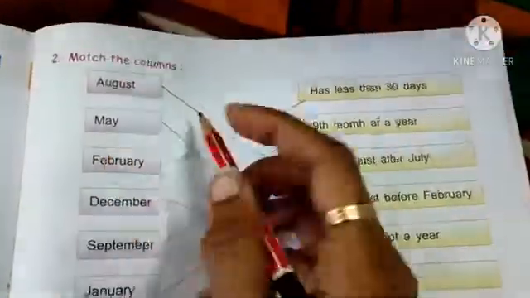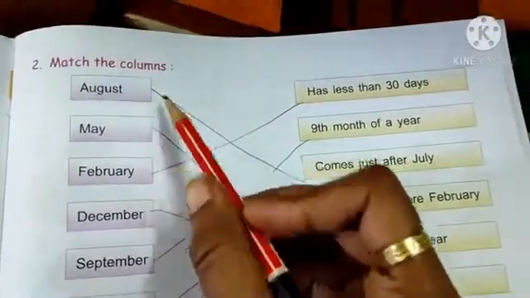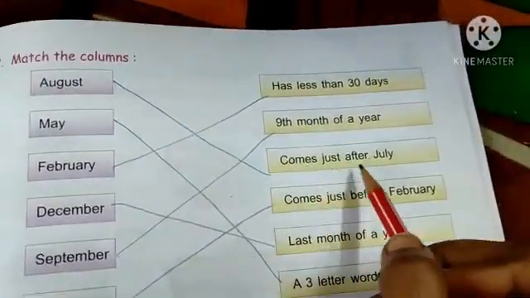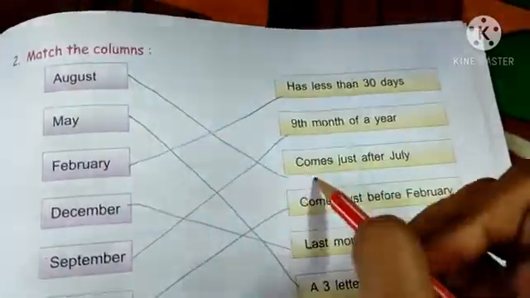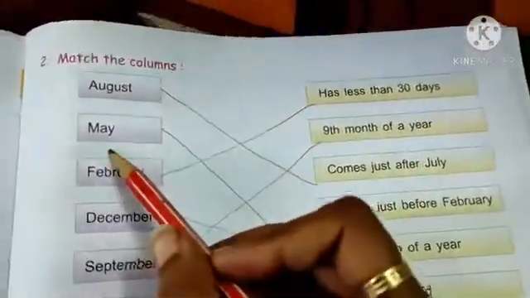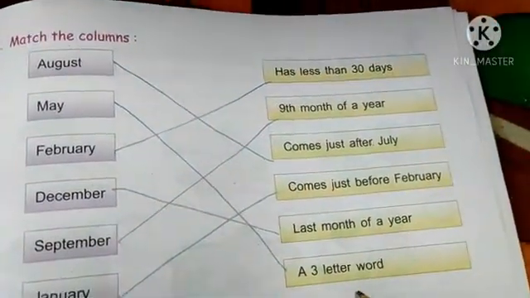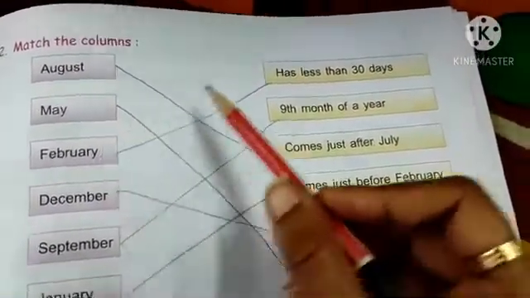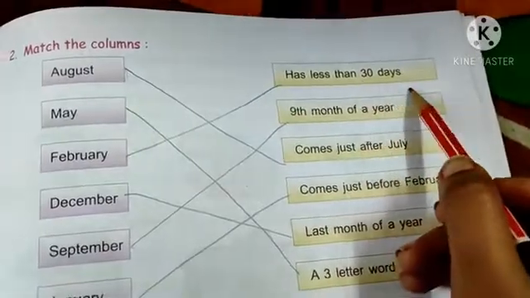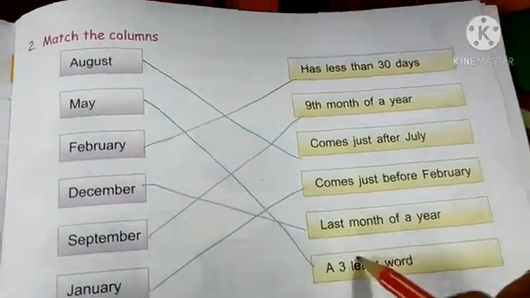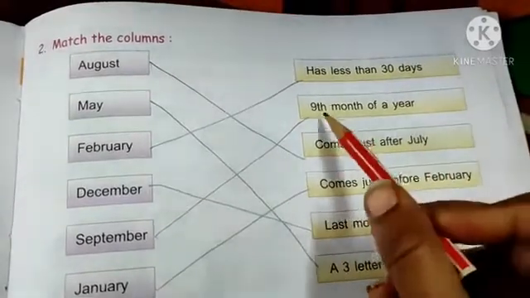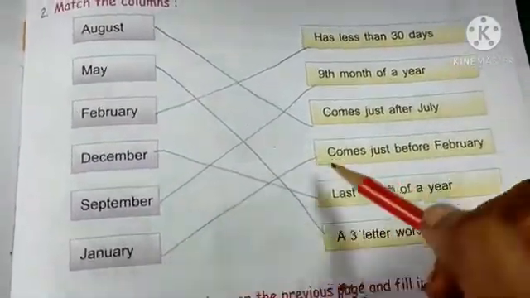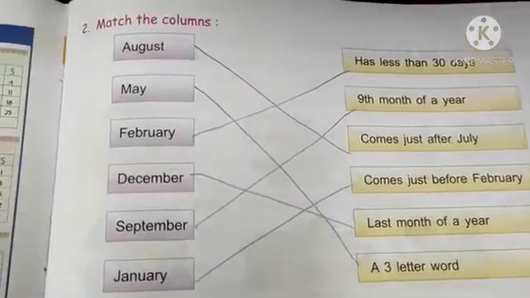Match the column. August. This comes just after July. Match with this. August comes just after July. May, a 3-letter word. February has less than 30 days. December, last month of a year. September, 9th month of the year. January comes just before February.